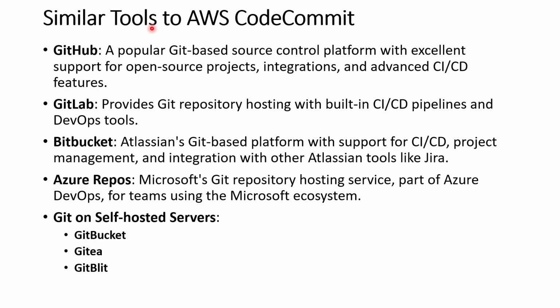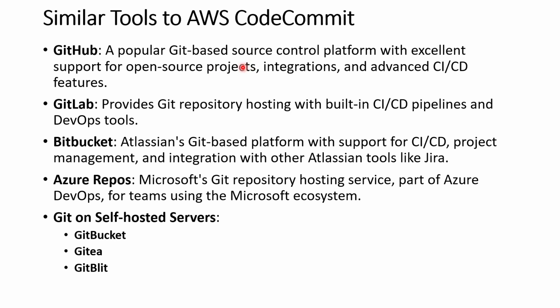Here are similar tools to AWS CodeCommit. We should have some alternatives, right? You might already know GitHub, a popular Git-based source control platform with excellent support for open source projects, integrations, and advanced CI/CD features. These are benefits we don't see as much in CodeCommit. And GitLab provides Git repository hosting with built-in CI/CD pipelines and DevOps tools.